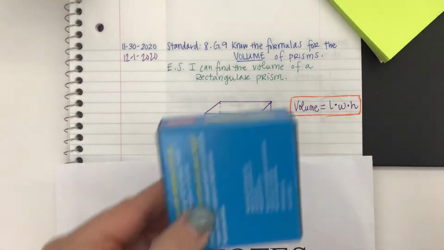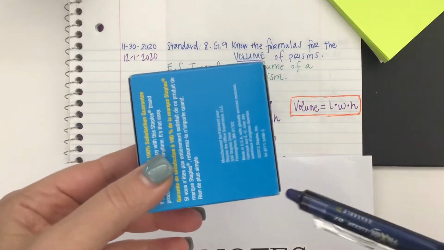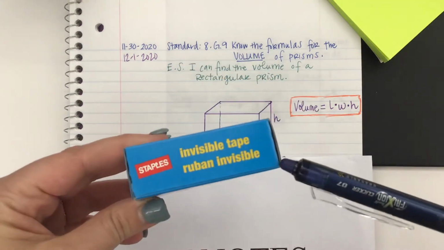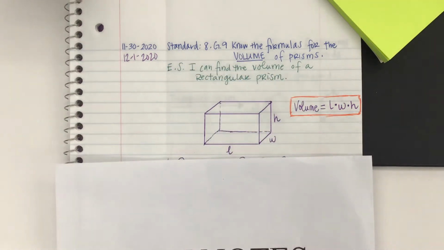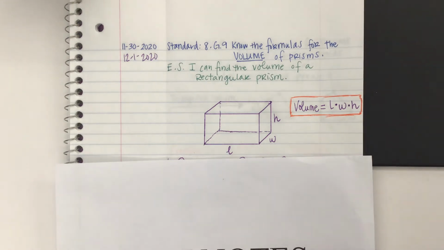So not only do you now have the length and the width, you now have a third dimension, which is the height. And the formula for finding the volume of a rectangular prism is just length times width times height. So we're going to do a couple of examples.